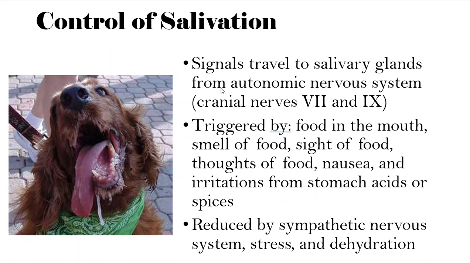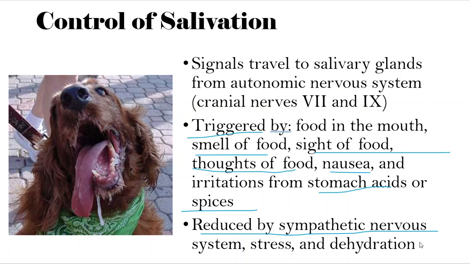Okay, control of salivation. Signals go to the salivary gland from the ANS, cranial nerves 7 and 9. What triggers salivation? Food in your mouth, the smell of food, the sight of food, the thought of food. Nausea and irritations from stomach acids or spices will also cause salivation. What's going to turn it off is the sympathetic nervous system, stress, dehydration. If you're dehydrated, you don't have enough water to make a lot of saliva, but the sympathetic nervous system will turn it off and keep it to a minimum.